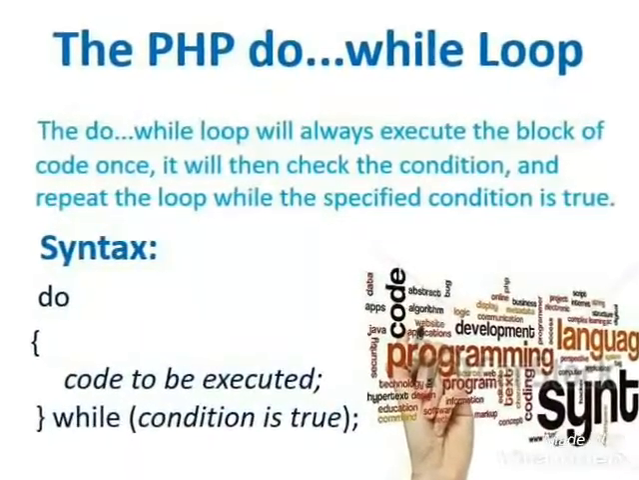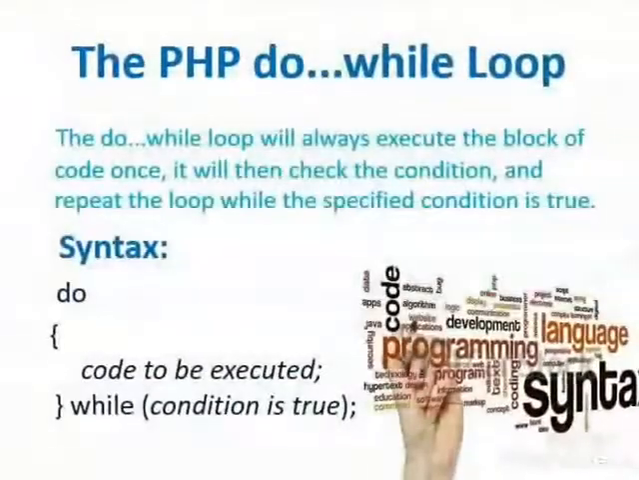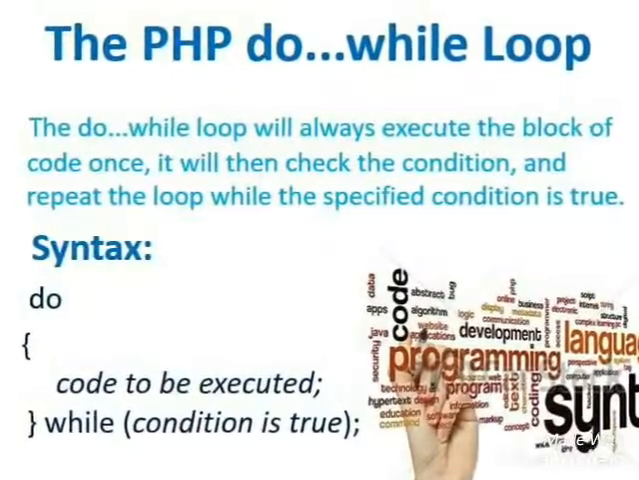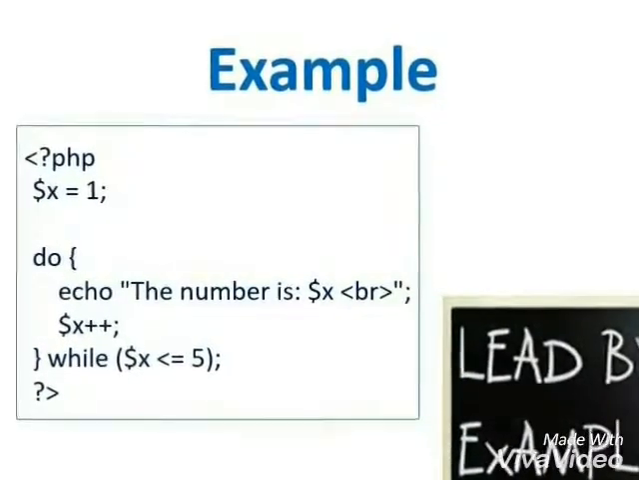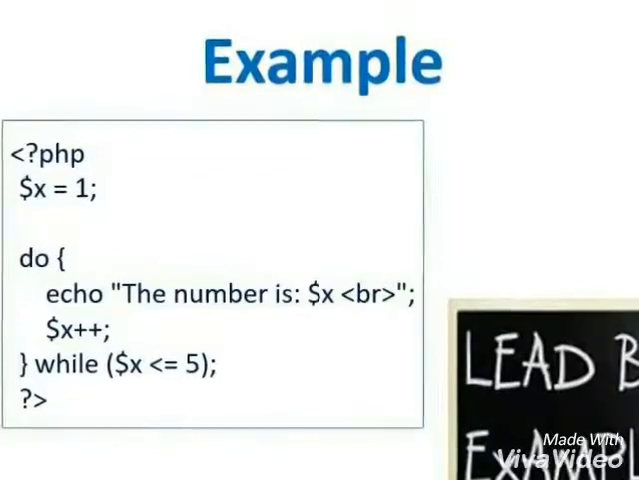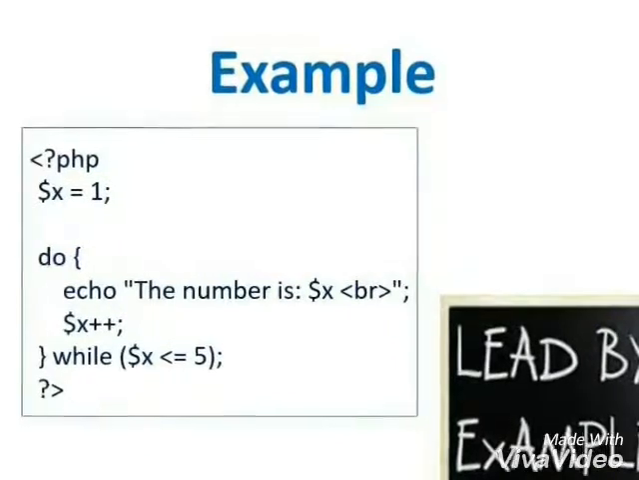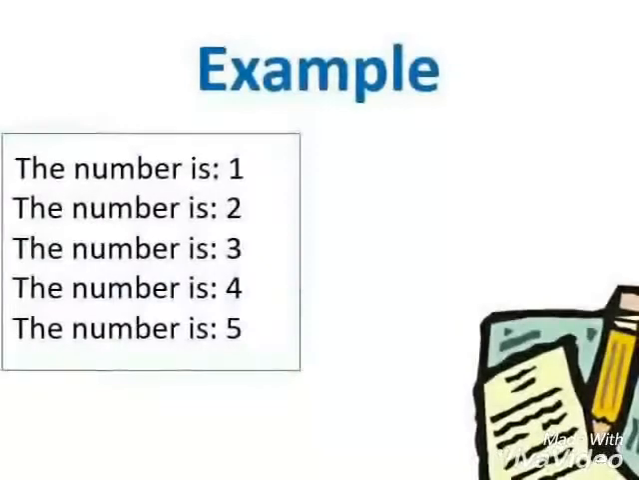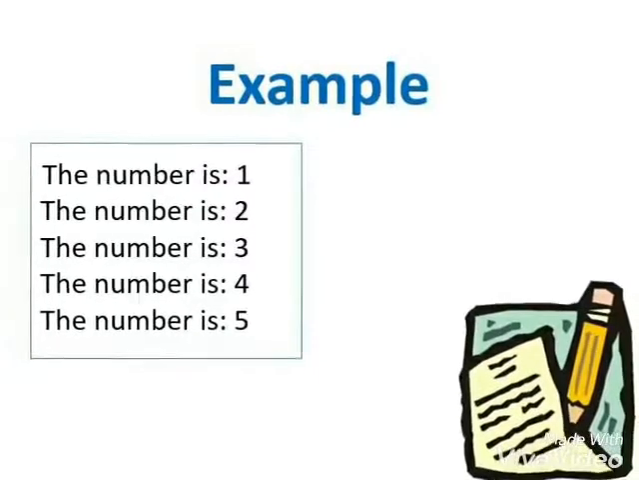First of all, the loop body is executed starting after the do keyword, then the condition is evaluated. If the condition is true, the loop body is executed again and this process continues till the condition remains true. If the condition is false, the control is transferred to the next statement after the condition. Here is the example of the do while loop. When we execute it, it will show the output like this: the number is 1, the number is 2, the number is 3, the number is 4, and the number is 5.